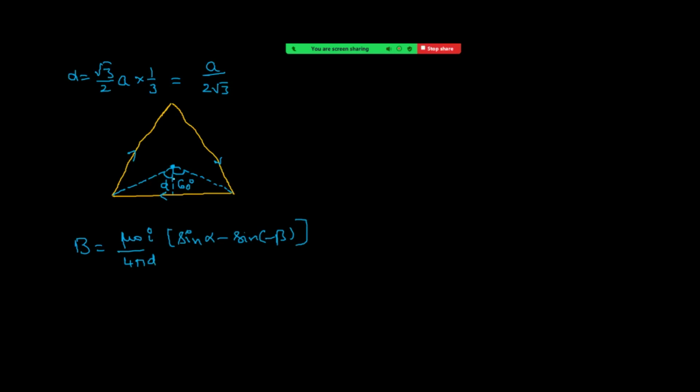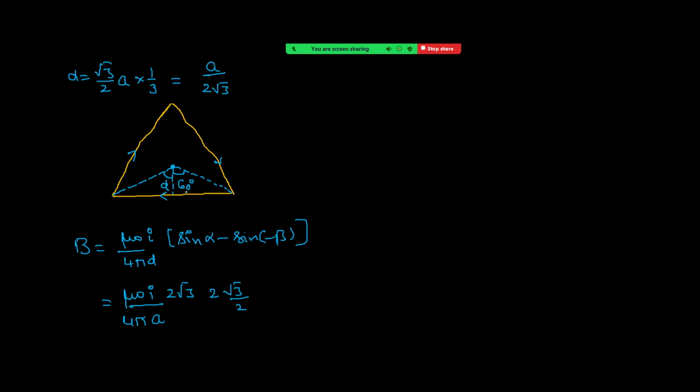Again, here you can see one is measured clockwise, the other is measured anti-clockwise. So of the two angles, one is positive, the other one is negative. Negative of negative is positive. So mu naught I by 4 pi, in the place of D it is A by 2√3, into sine 60 and this again sine 60. So 2 sine 60, sine 60 is root 3 by 2.